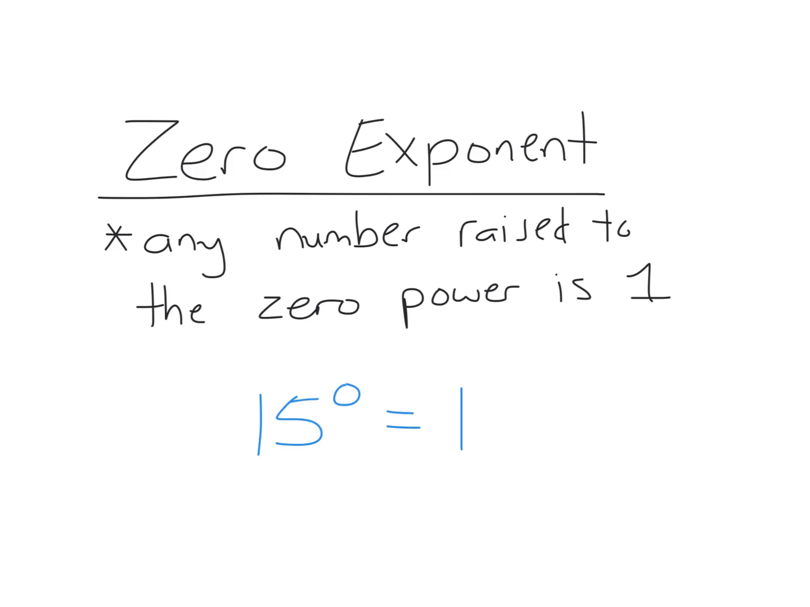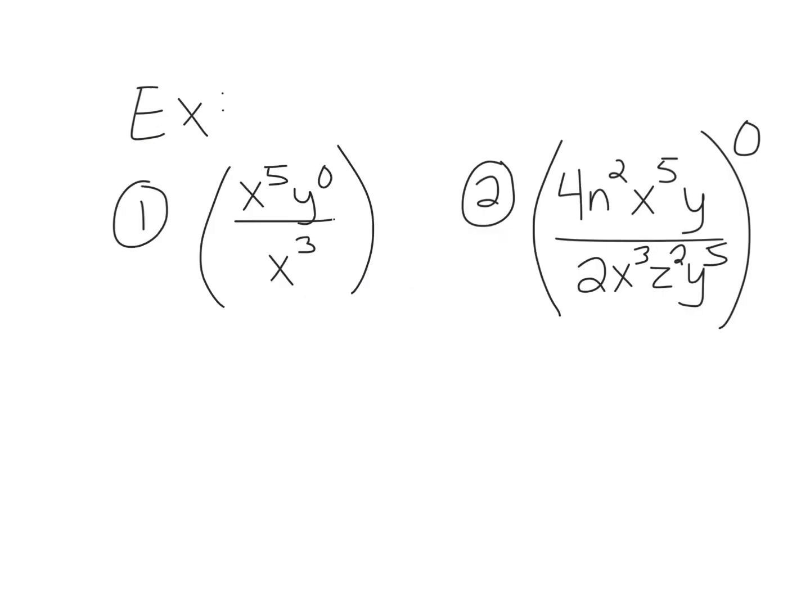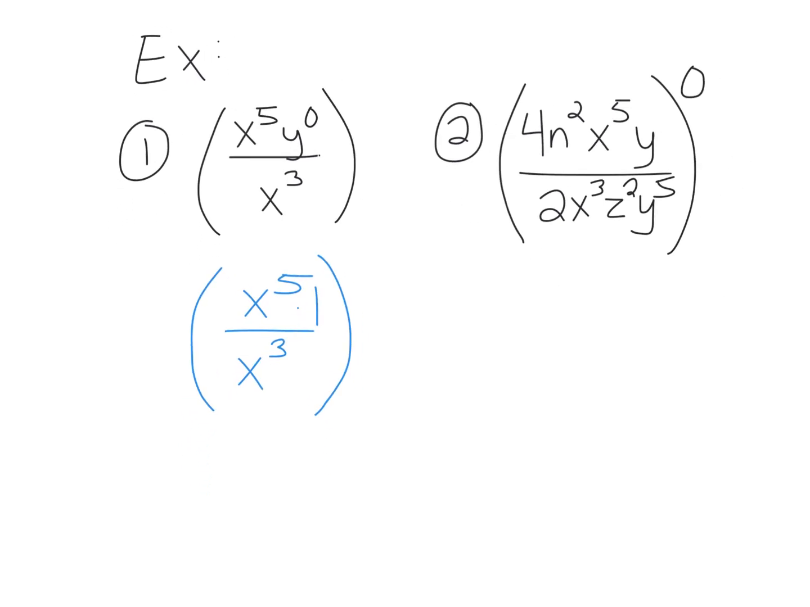Okay, let's look at a few examples with the 0 power. Here, we have x to the 5th times y to the 0 power over x to the 3rd. Well, what do we know about y to the 0 power? It's 1. So we just have x to the 5th divided by x to the 3rd. Does everyone agree with me there? Because it would just be times 1. How can I simplify that further? Right, because we have common bases. So we can do what with our exponents? Good. 5 minus 3? 2.